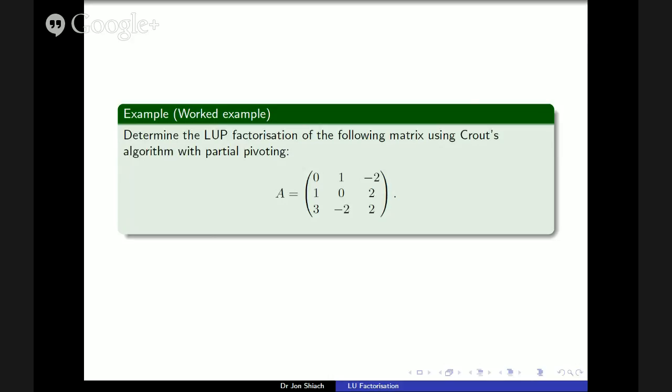All we have to do now is the last column. So J equals 3. A13 is just A13, which is 2. A23 is equal to A23 minus A21 times A13. So A23 is minus 2. A21 is 0, so it doesn't really matter what A13 is, but I'll put it anyway, so that's 2. And A33 is A33 minus A31 times A13 minus A32 times A23.